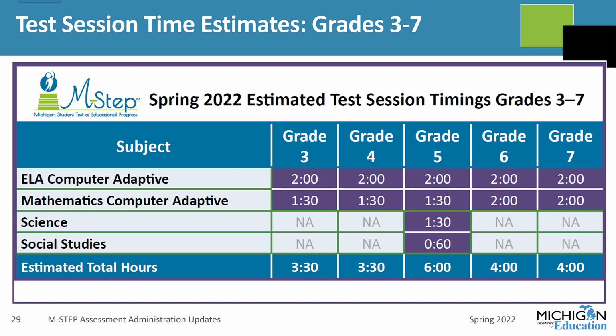For ELA, student testing should take approximately 2 hours. Math, grades 3 through 5, is estimated for 1.5 hours and 2 hours in grades 6 and 7. And science is estimated in 5th grade for 1.5 hours. Finally, 60 minutes is the estimate for social studies.